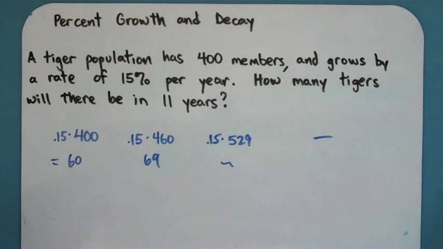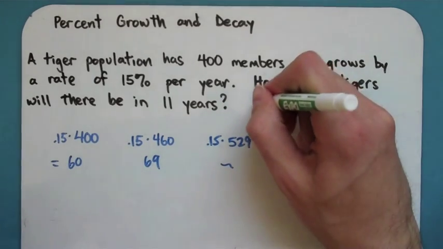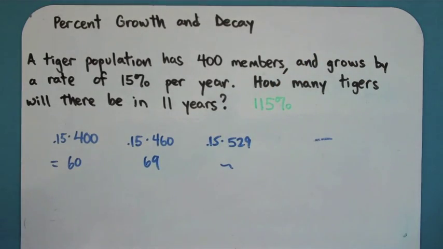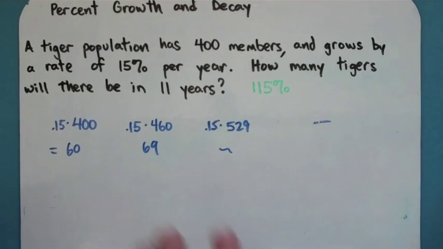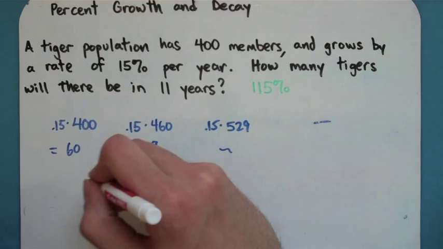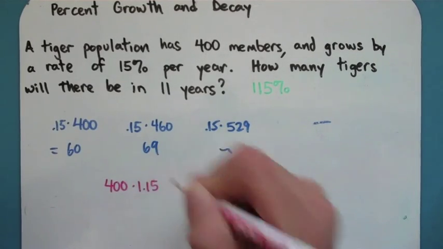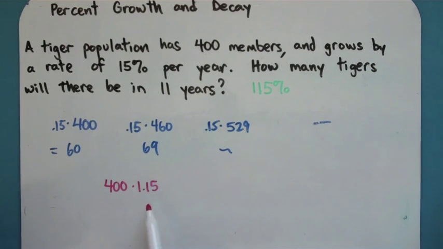There's an easier way to go about it, and it uses what we just talked about with percent increase and decrease. If your tiger population is going up by 15% every year, you're looking at 115% of what you had in the previous year. So instead of having to keep adding it back in and repeating the process, in the first year I would multiply by 1.15.